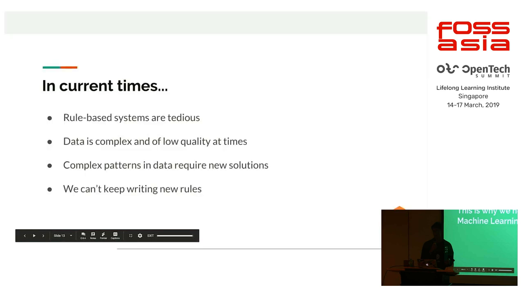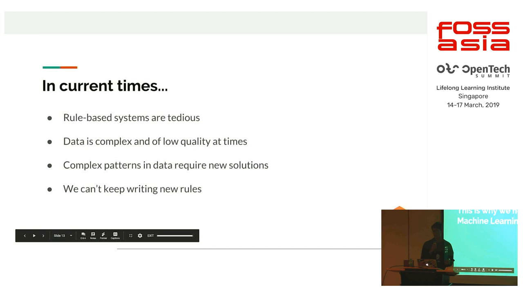So in current times, when it comes to training data or data as a whole, we can see that it's really complex. It's not really perfect. Sometimes it needs a bit of cleaning, dusting. It's not readily available for use in machine learning. So we need to clean it. And at times, data can be of low quality.